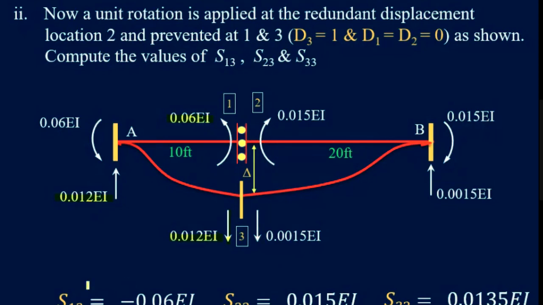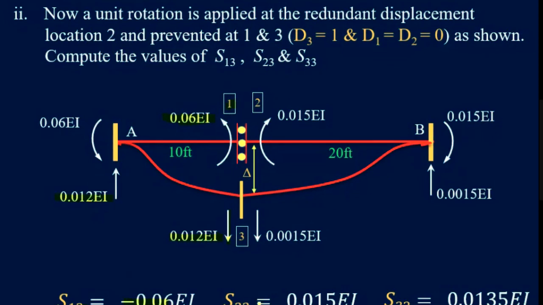Similarly, you now need to pick the values of S13 here. A1 due to displacement at 3. So this is 1. This is the induced moment at 1. This is 0.06 EI. Why is this negative? Because this is anti-clockwise, and our assumed direction of D1 is clockwise.